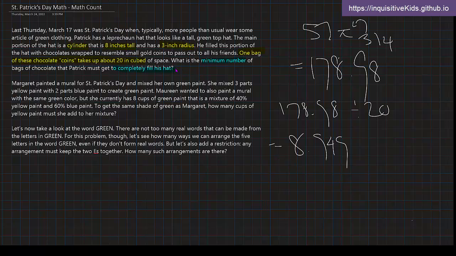So let's read the question again. What is the minimum number of bags of chocolate that Patrick must get to completely fill his hat? Well, we need this much, but we can't exactly take a fraction of a bag. And we can't just take 8 bags either, because that wouldn't be enough. So the minimum number of bags of chocolate that Patrick must get to completely fill his hat would actually be 9 bags.